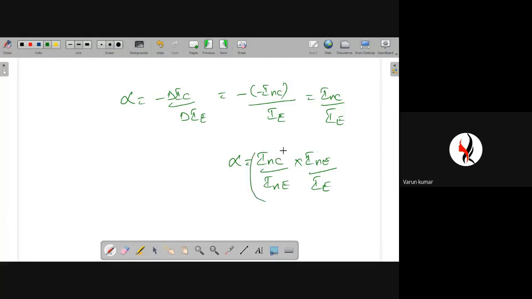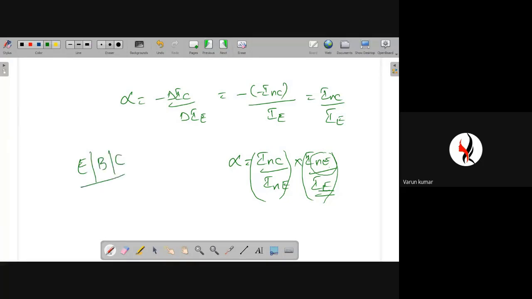Here, this alpha is given by INC by IE, and it is rewritten as INC by INE into INE by IE. So this INC by INE into INE by IE will give, one is beta star, another one is gamma. Gamma is nothing but emitter efficiency.